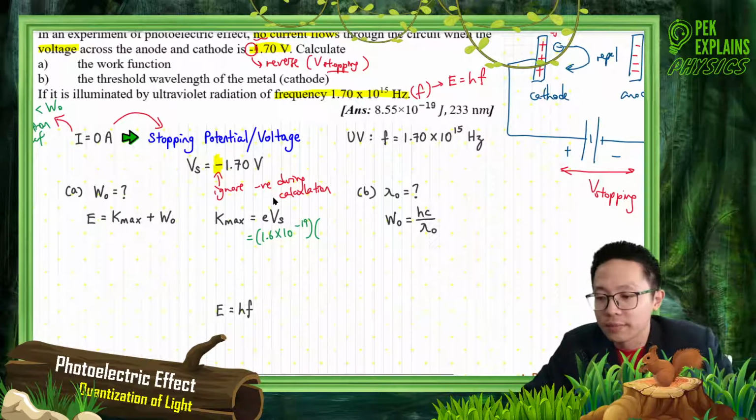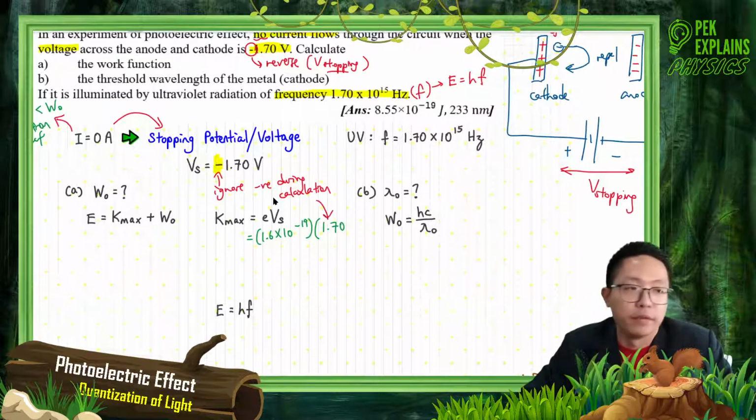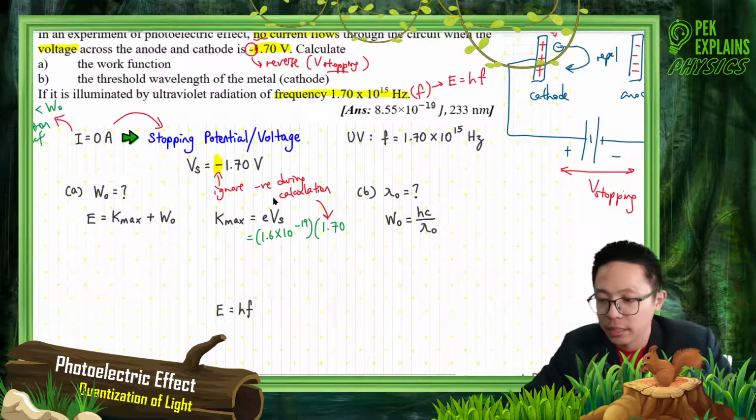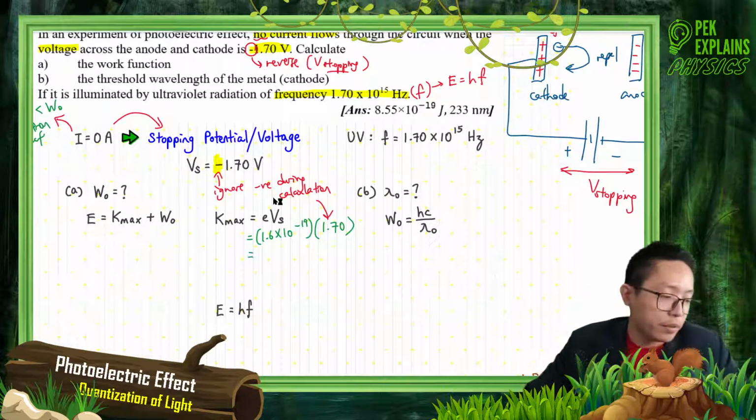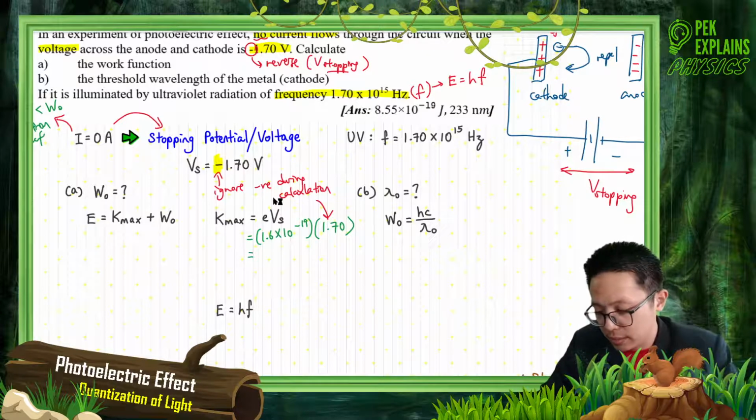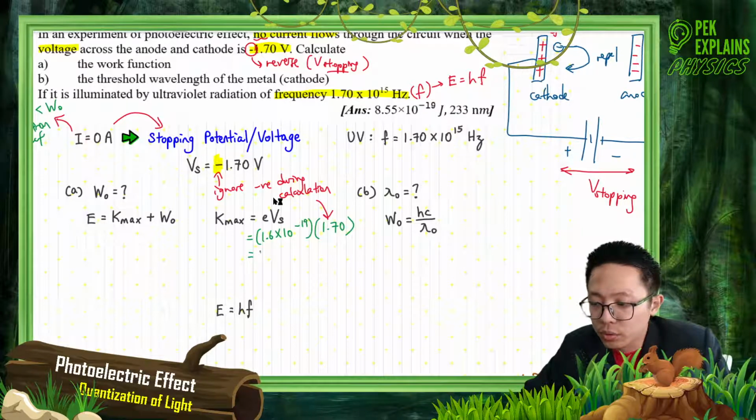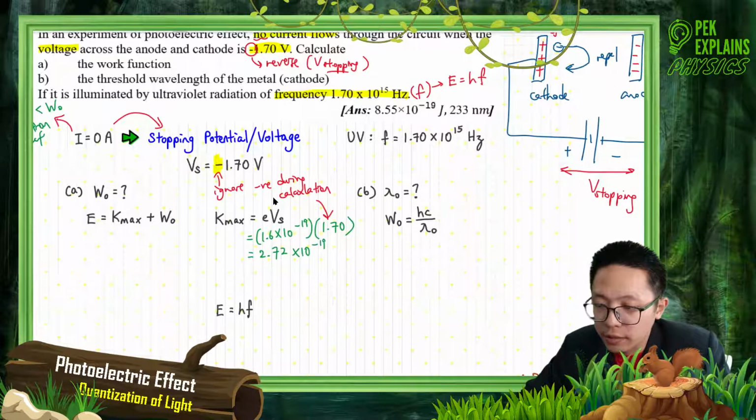So we don't substitute negative 1.7. We just substitute 1.7 enough. Just ignore the negative sign. Okay. We just want the value. So after multiply, what do we get? Just punch your calculator, and the answer turned out to be 2.72 exponent negative 19 joule.